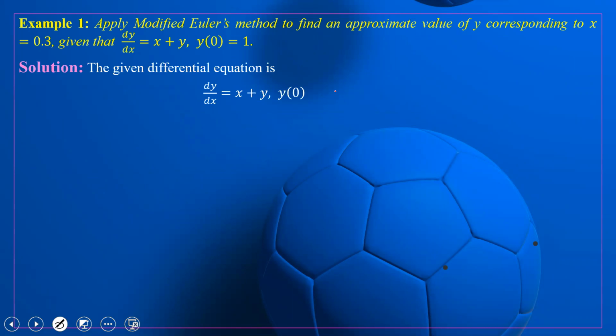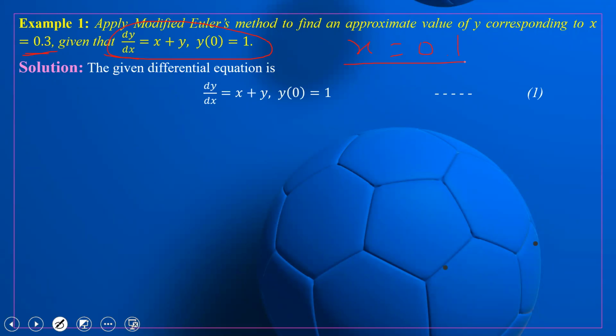Apply the modified Euler's method to find an approximate value of y corresponding to x = 0.3, given that dy/dx = x + y and y(0) = 1. We will try to find its value. We have already solved this equation with the help of Euler's method, but at that time we took h = 0.1.